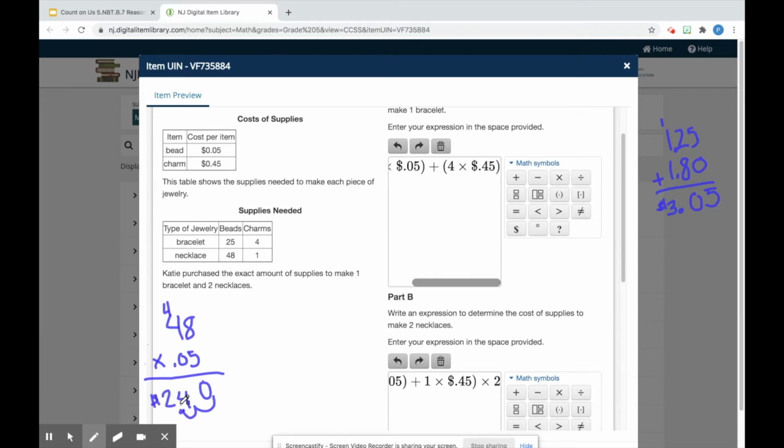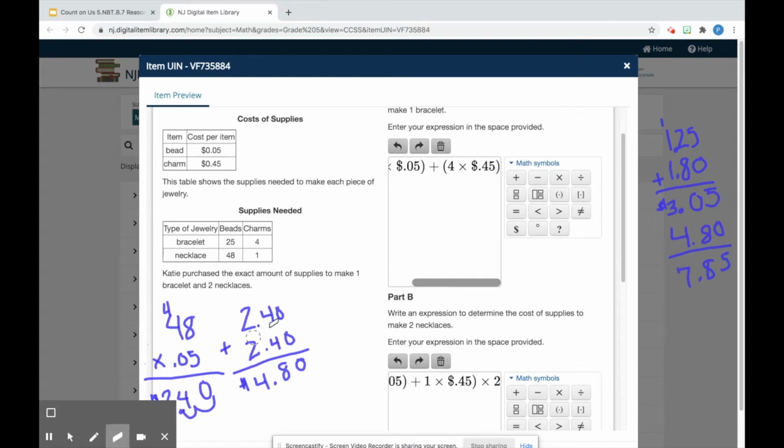But remember, there are 2 necklaces. So then I need to take $2.40 plus $2.40. And so that gives me 4 plus 4 is 8. 2 plus 2 is 4. So $4.80 for the beads for the 2 necklaces. So let me add that over here. So that's 5 plus 0 is 5. 0 plus 8 is 8. And 3 plus 4 is 7.